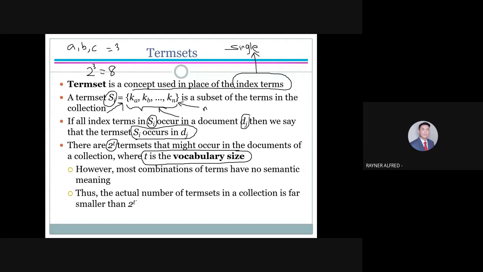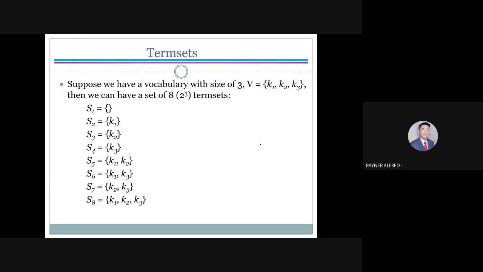Okay. Let me show you the example. So this is our vocabulary, and we could have this number of term sets. This is the empty set. Then we start with key 1, key 2, key 3, and then key 1 and 2, key 1 and 3, and key 2 and 3, and so on. So the number of possible term sets will be 8, including the empty set.